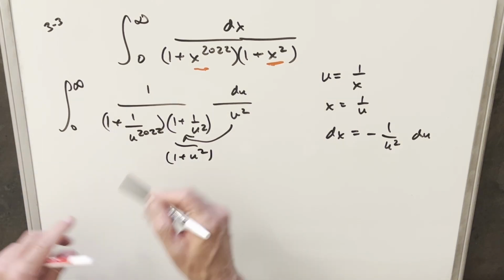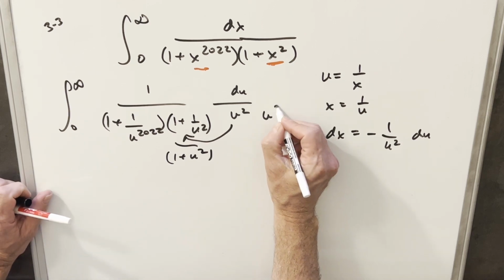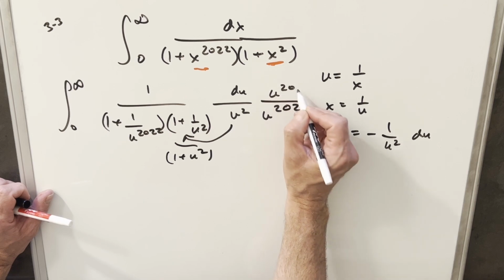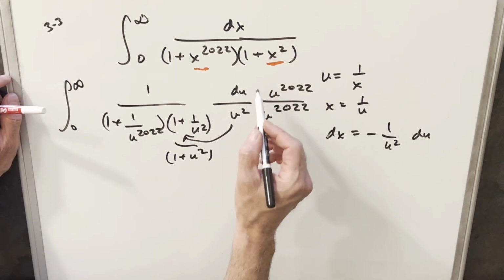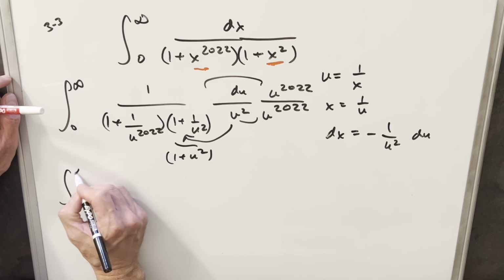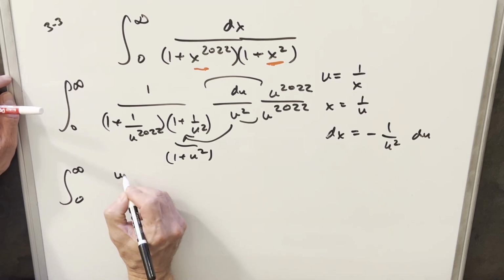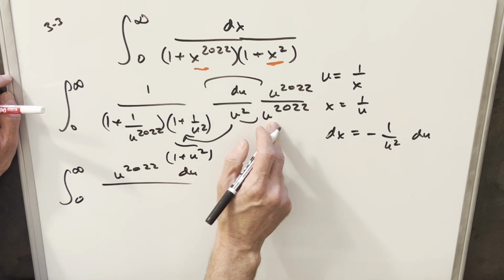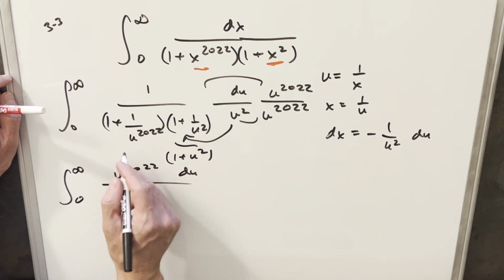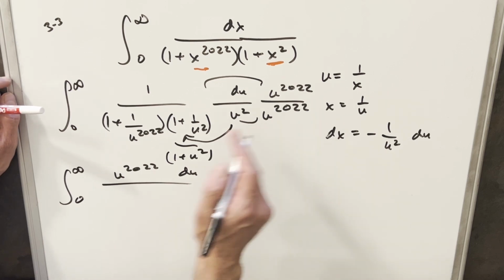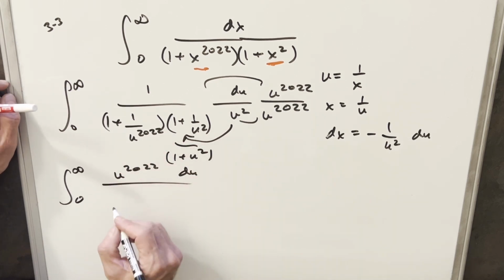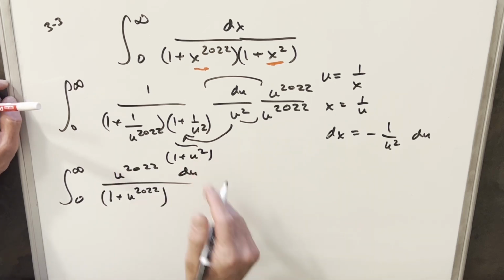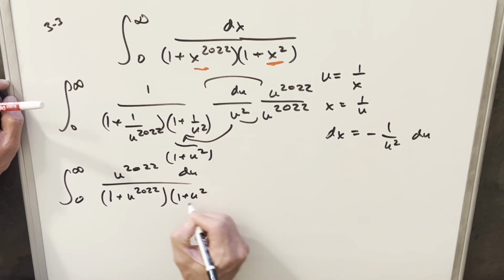Now before I rewrite this, I also want to fix this one. What I can do is multiply in a u to the 2022, but I'll do it in the numerator and denominator, so I'm not changing it. So let's distribute that in and see what we have. We'll have our u to the 2022 here in the numerator. Then here, when we multiply u to the 2022 times 1 over u to the 2022, that's going to give me a 1. And then this is just going to be times 1 here. And then here we're just going to have our 1 plus u squared.